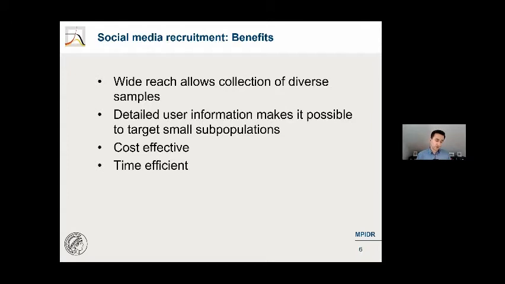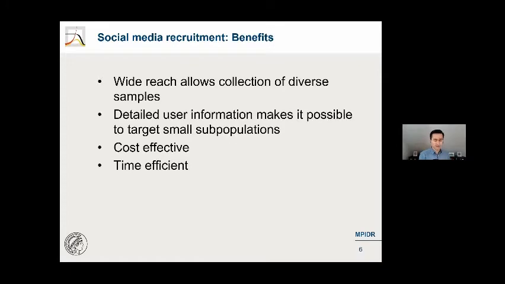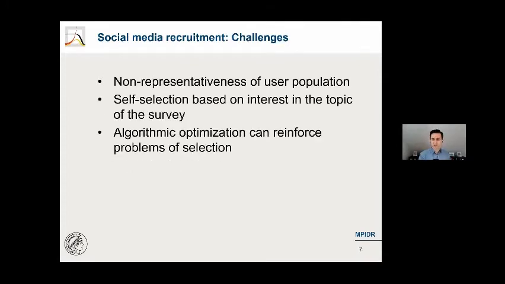And as I will also discuss later in the talk, this way of recruiting participants is typically cost effective and time efficient. Now, before moving to the applied example, there are also some challenges that I will illustrate a bit better during my applied example.